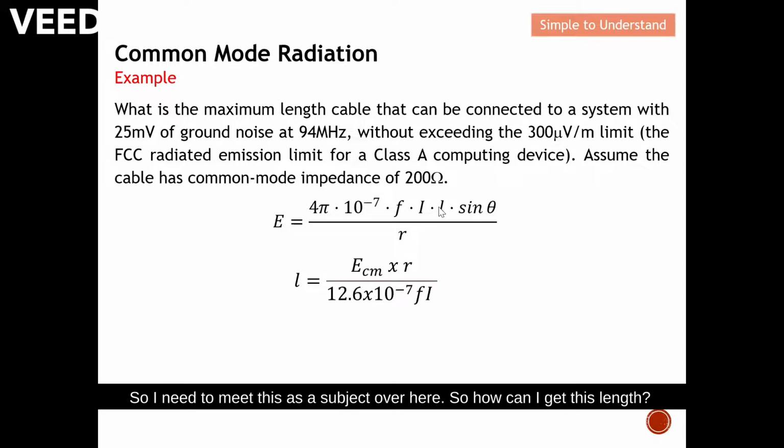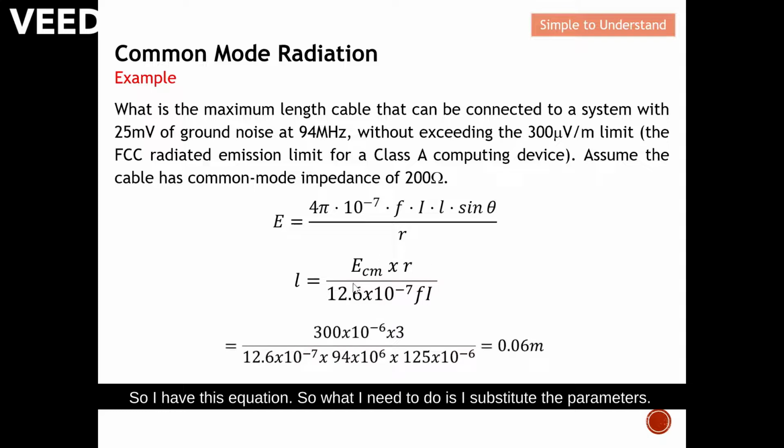So how can I get this length? So this E multiplied by R, which is shown over here. So this 4 pi is equal to 12.6, okay, multiplied by 10 to the minus 7. So I have the frequency, and I also have the length. Okay, so this sine theta normally we would ignore. Okay, so I have this equation. So what I need to do is substitute the parameters.